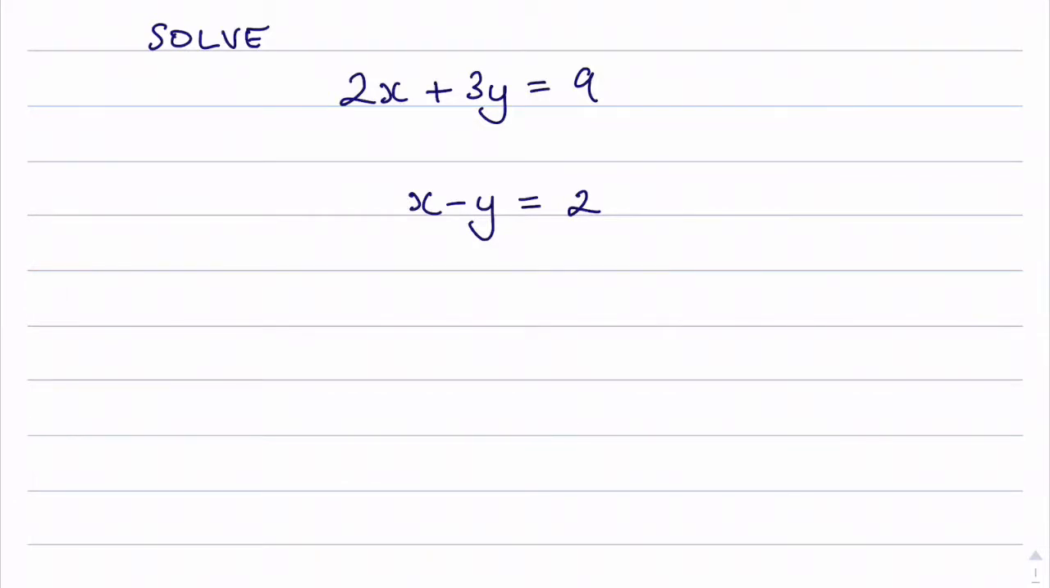For this question, we're asked to solve the following simultaneous equations. We have 2x plus 3y equals 9 and x minus y equals 2. Now, the first thing I like to do is to actually label the equations. We call this one equation A. I'm going to call this one equation B.